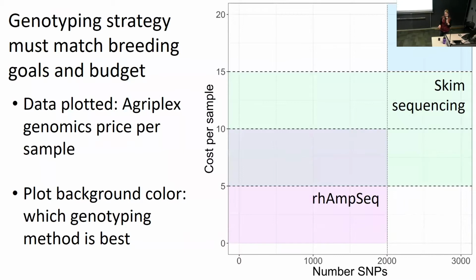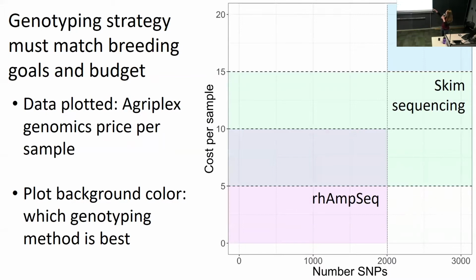So that brings us to this nice point where we have a couple different options for genotyping. And the option that a breeder chooses should be chosen based on both their breeding goals and the budget that they're willing to spend. So I'm going to build this plot up on the right here. On the x-axis, we have the number of SNPs. It only goes to 3,000, but you can imagine we could extend that fairly significantly.